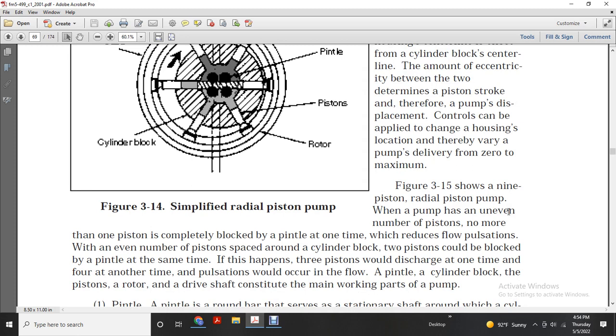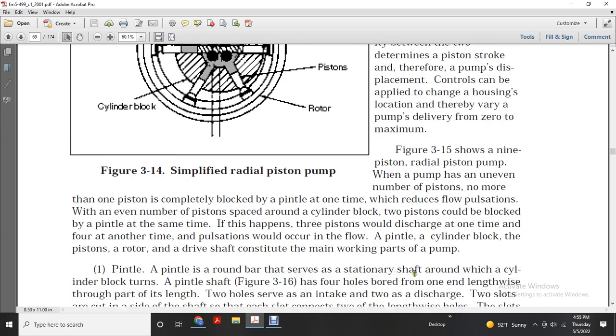Figure 315 shows the nine-position radial piston pump, a pump with an uneven number of pistons. No more than one piston is completely blocked in a pintle at one time, which reduces the flow pulsation. Each piston space around the cylinder block can be blocked by a pintle. The pintle, cylinder block, piston, rotor, and drive shaft constitute the main working parts of the pump.